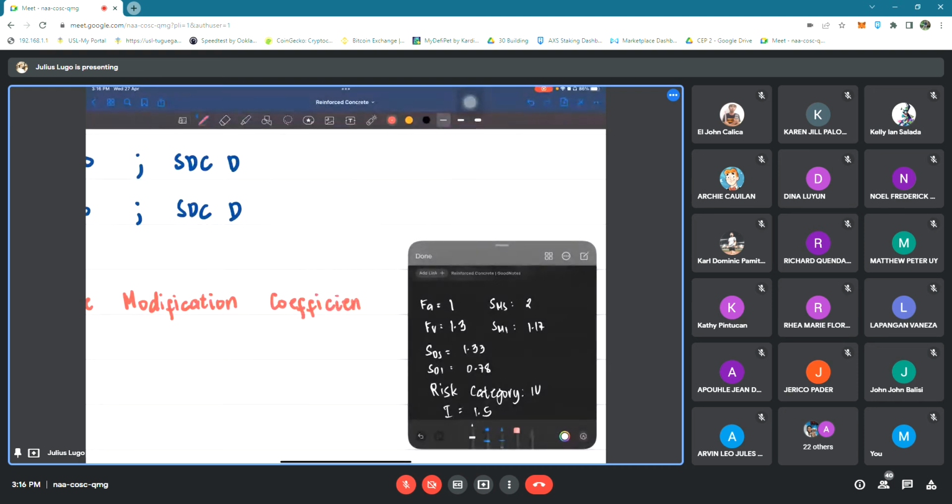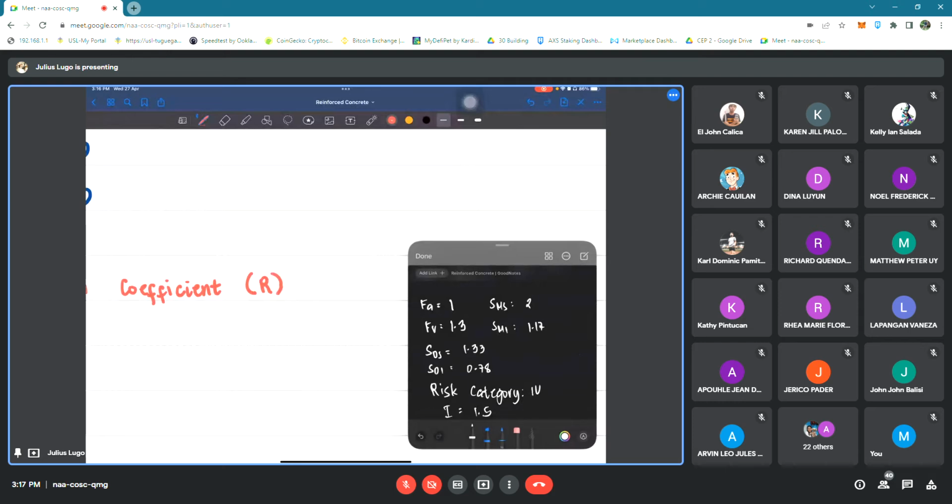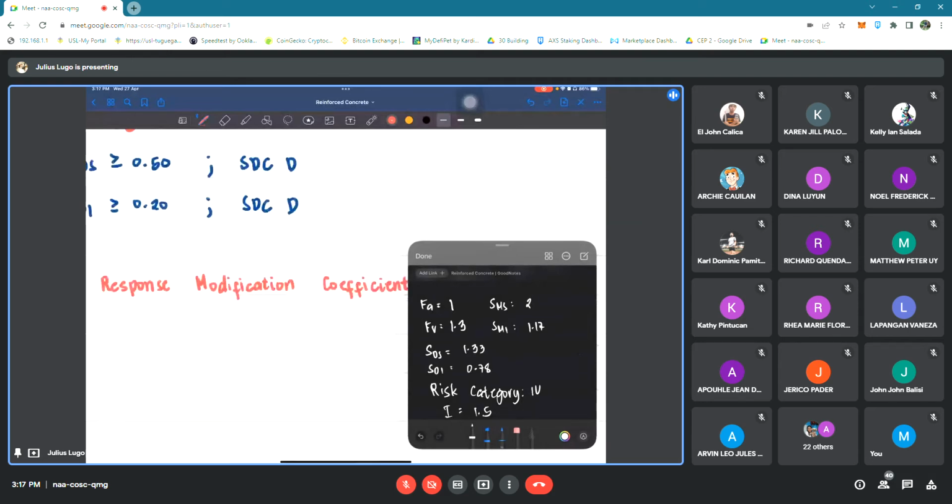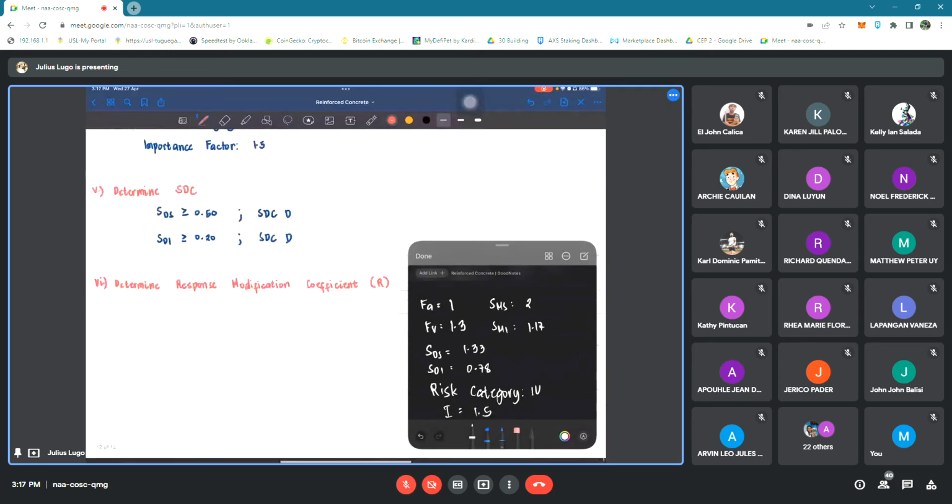Or that is your R. Okay, so let's identify the response modification coefficient. How do we determine the response modification coefficient? Proceed to the last table of your pen. You will see there, guys, Table B.4. All the response modification coefficients are there.